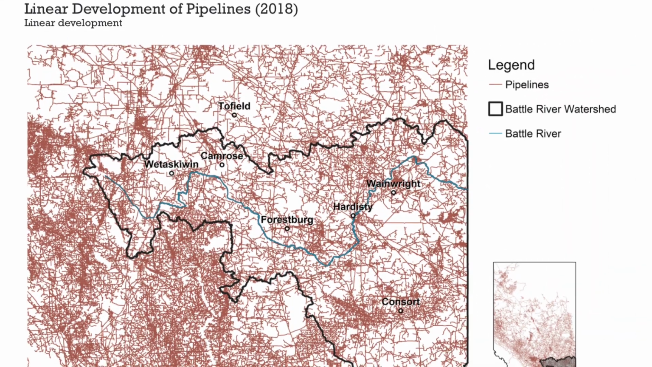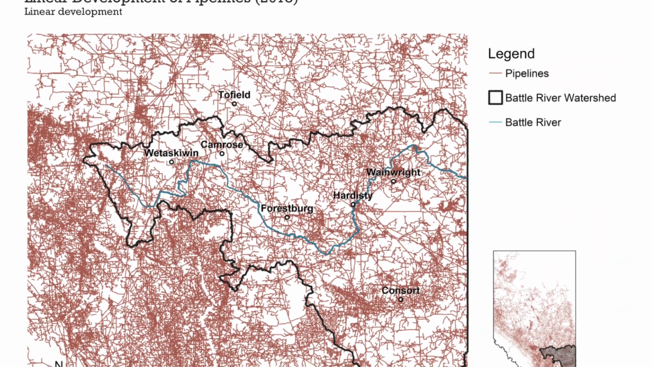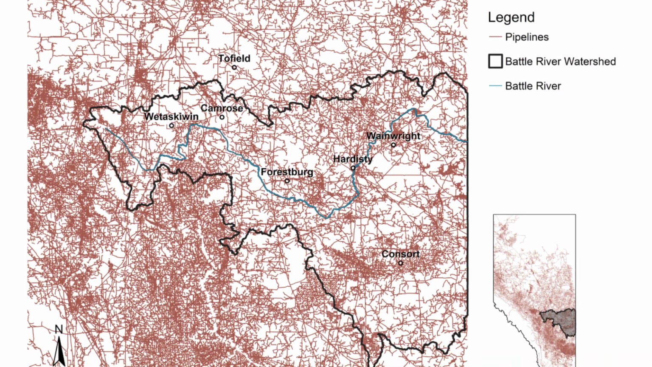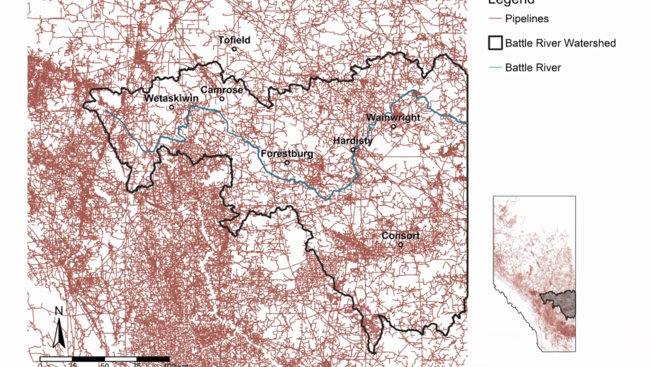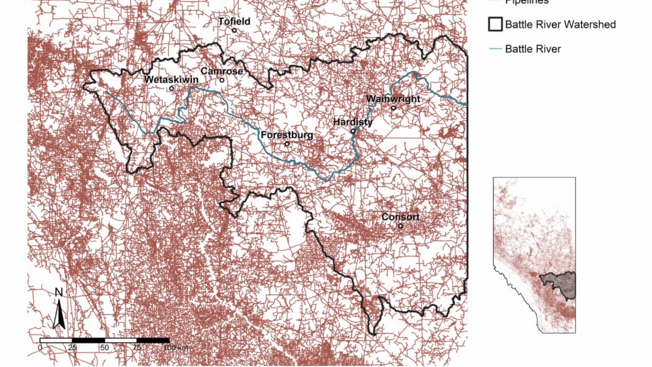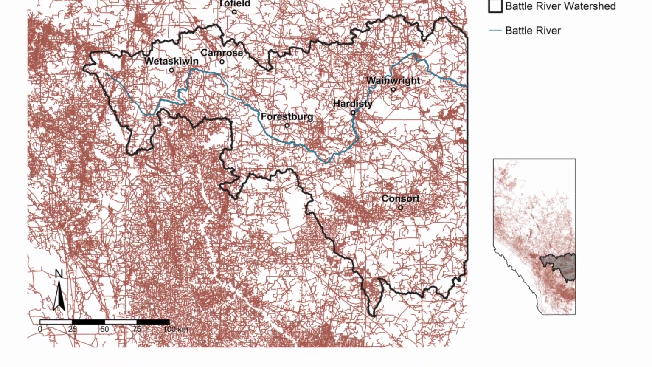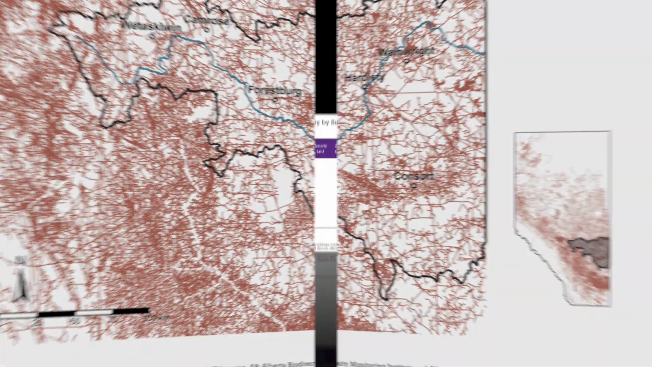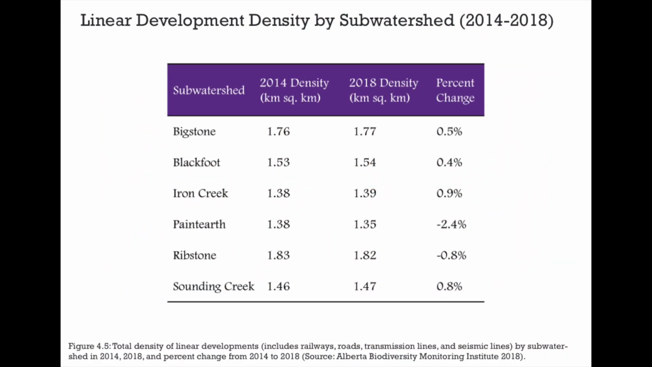The next map shows the linear development of pipelines within the BRW. Linear development is clearly an essential component of Alberta's economic and social infrastructure. However, linear developments need to be regulated for health and safety and environmental protection to ensure infrastructure is maintained or properly decommissioned if no longer in use. Figure 4.5 shows the linear development density by subwatershed for the years between 2014 to 2018.